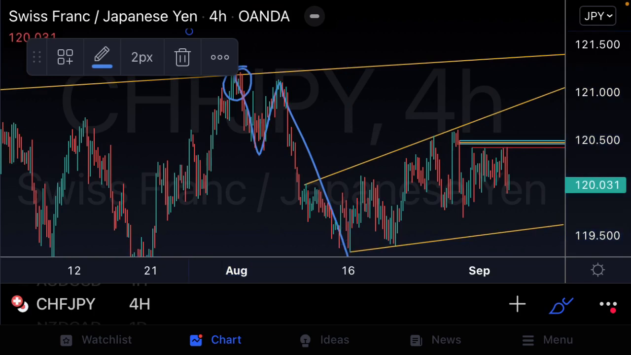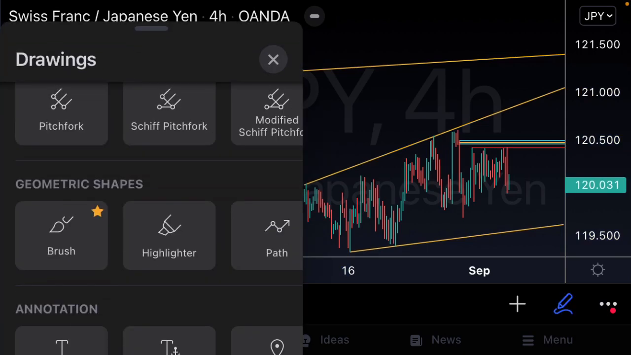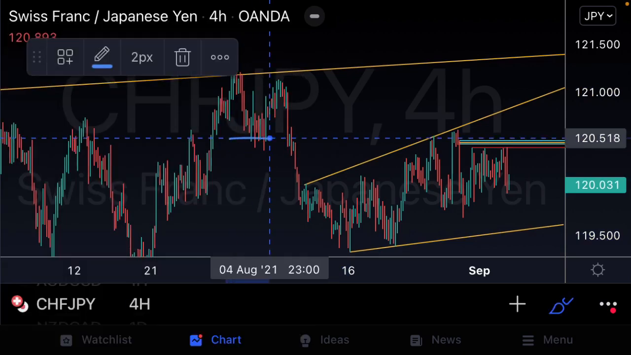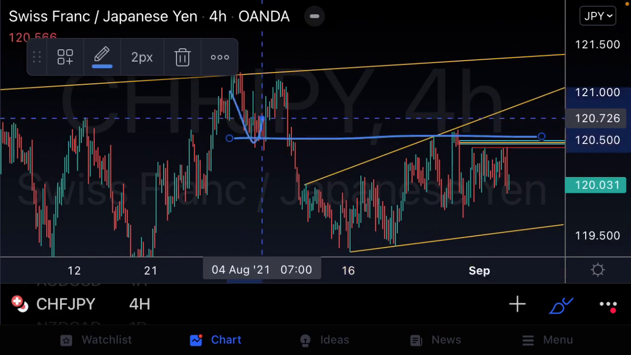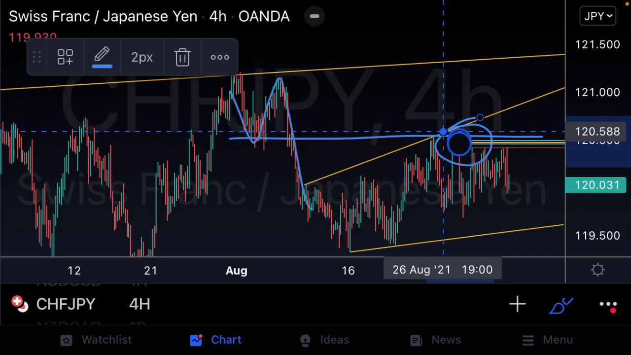So after we've had this move to the downside, what we've then seen is prices kind of entering some sort of a sideways moving market. So markets reacting from this previous support area that market broke below, we've seen a reaction from this area over here.